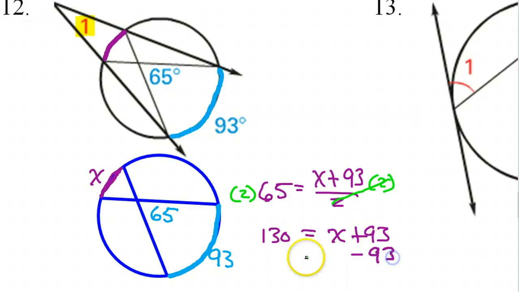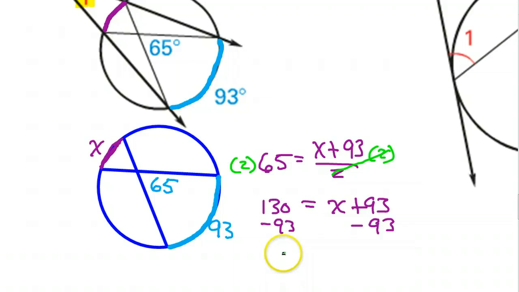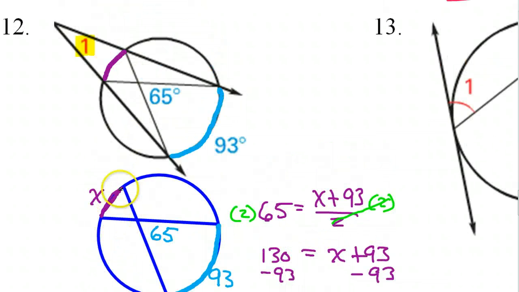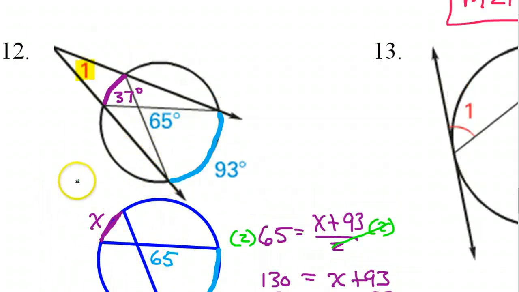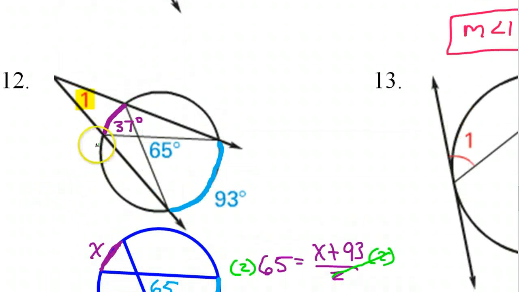Subtracting 93 on both sides gives me 37. So x is equal to 37. Now remember, that's this right here. So this purple arc is 37 degrees. So that's the end of this little side problem. Now we can go back to number 12 and do what we need to do.